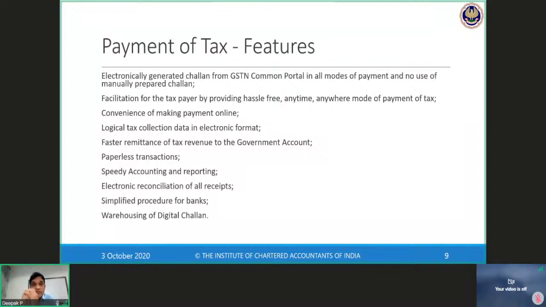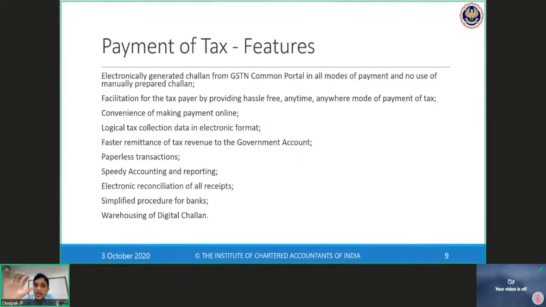Even if you have to make a cash payment, go to the portal, enter the amount you want to pay, download the challan, print it, then go to the banker and pay the cash there. So collecting agencies are all banks. It cannot be any other person. So challans are electronically generated itself.